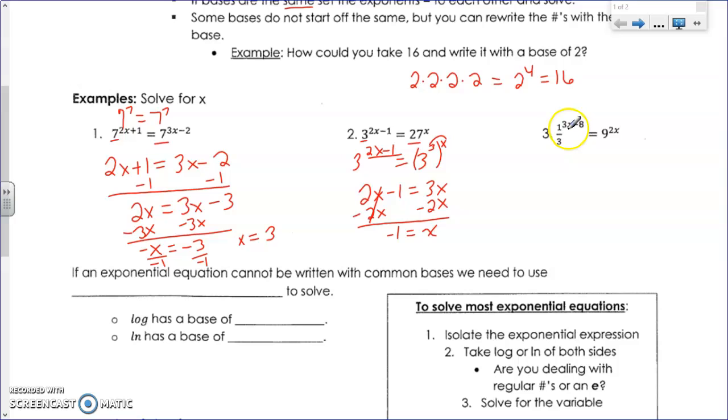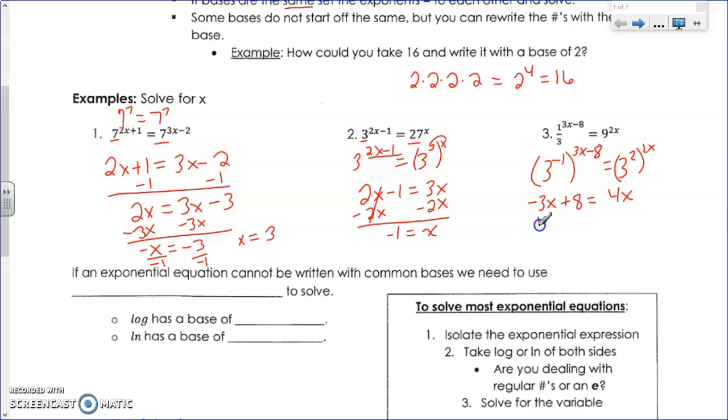Okay, so here we have 1/3 to the 3x minus 8 equals 9 to the 2x. Well, I look, 3 and 9, I can get them the same base. So first of all, if I have 1/3, I can change that to 3 to the negative 1. And then I have 3x minus 8 out here. And then I can change my 9 to 3 squared. And then a 2x out here. Now my bases are the same, so I can distribute that negative 1, and I get negative 3x plus 8 equals 2 times 2 is 4x.